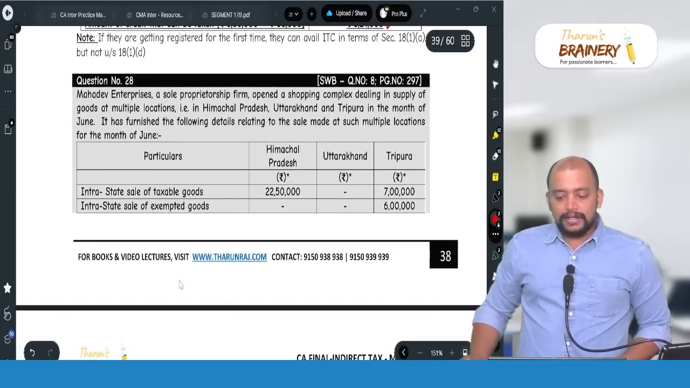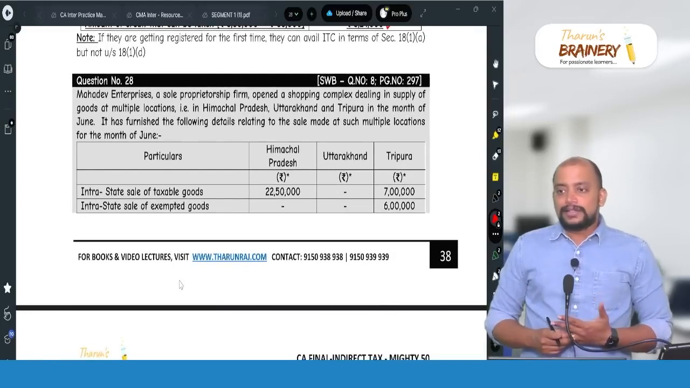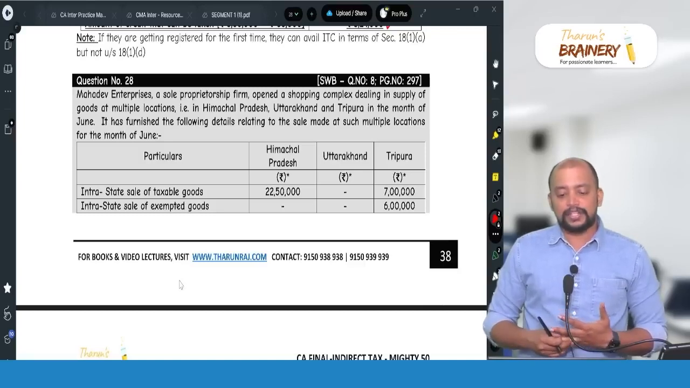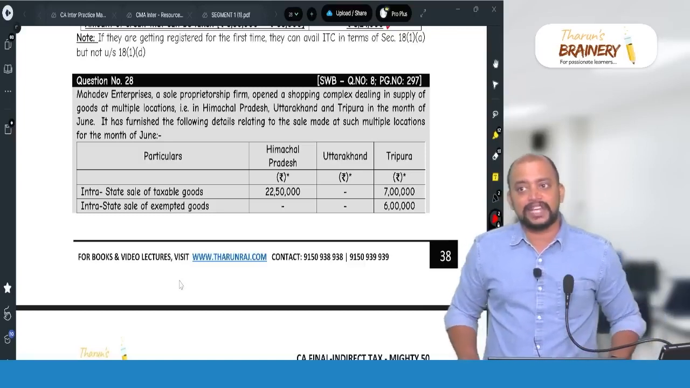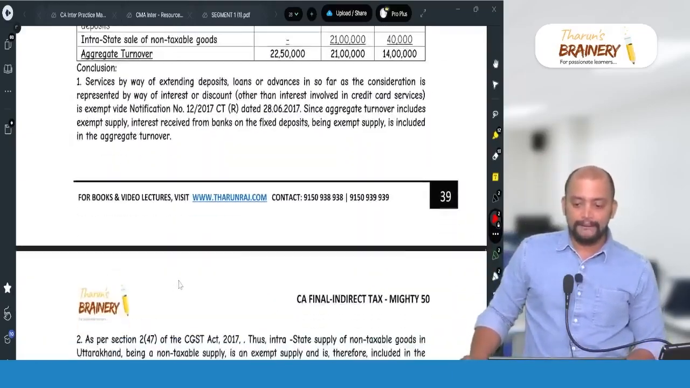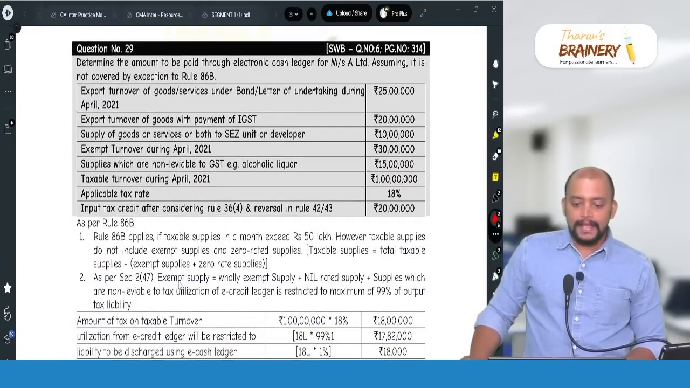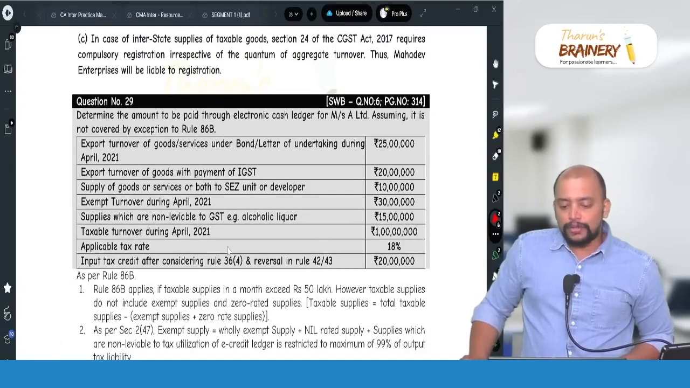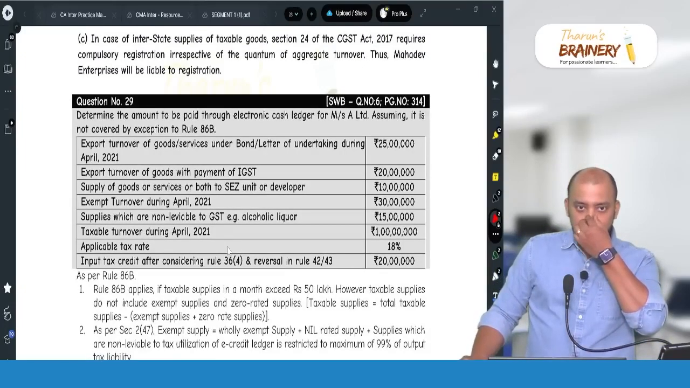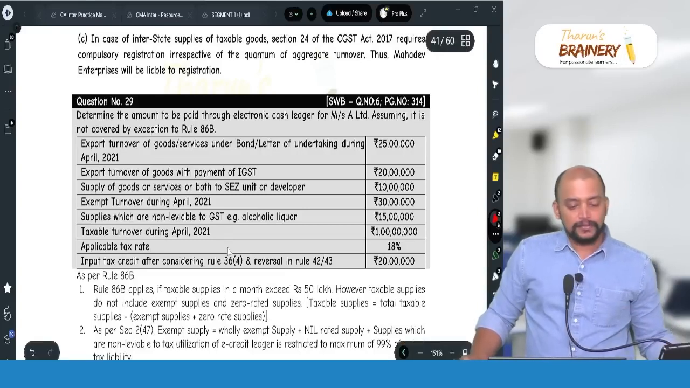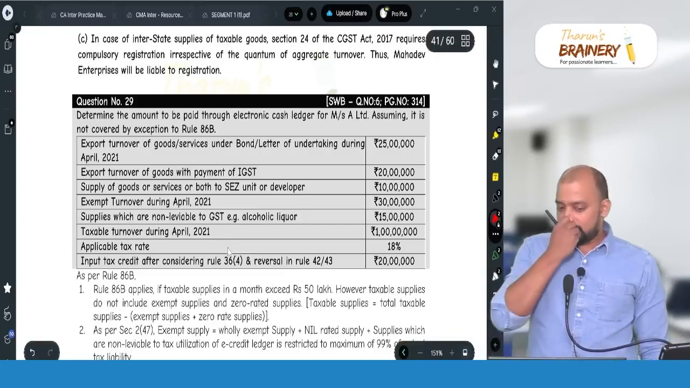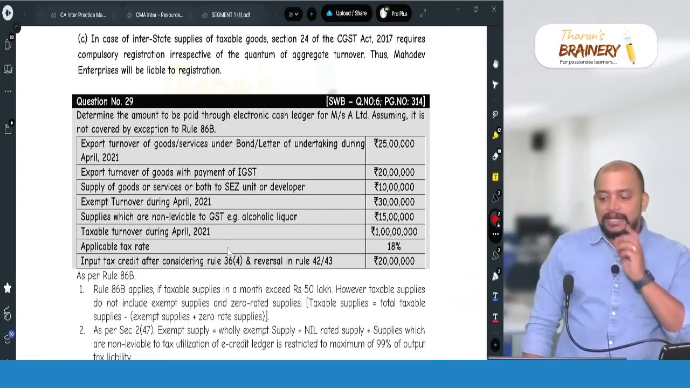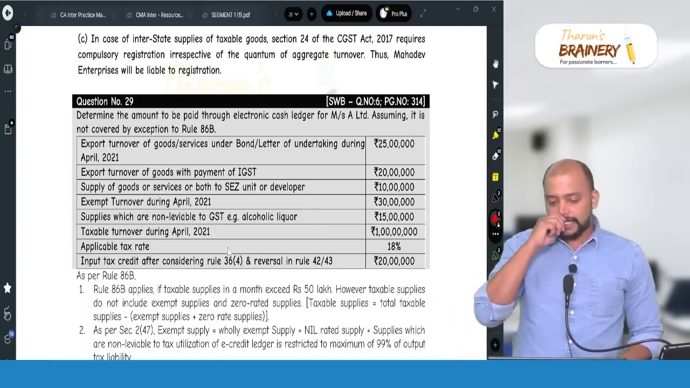Then next one. This is there in our revise, same question. Himachal Pradesh, Uttarakhand, Tripura, Mahadev Enterprises, registration chapter. Then look into this, page number 314. Determine the amount to be paid through electronic cash ledger for Measures Limited, assuming it is not covered by exception to rule 86B.